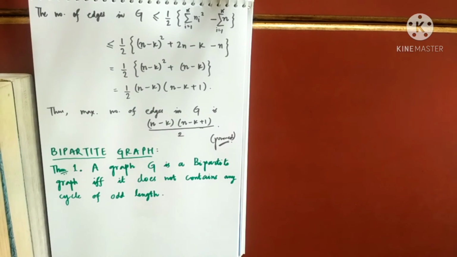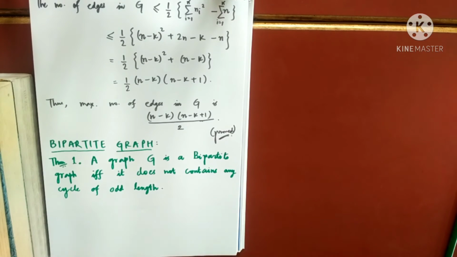Within a few seconds you can determine whether the graph is bipartite or not. If my graph does not have any cycle of odd length, what is the meaning of cycle of odd length? I have already explained this to you. Any cycle containing an odd number of edges is meant by a cycle of odd length. So my graph will be bipartite if and only if it does not contain any cycle of odd length.